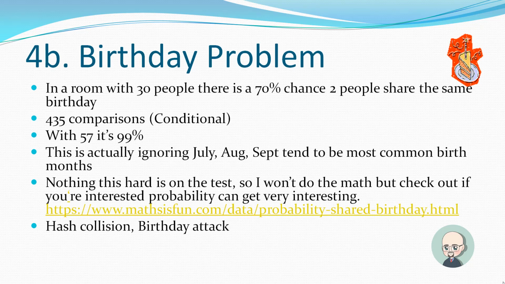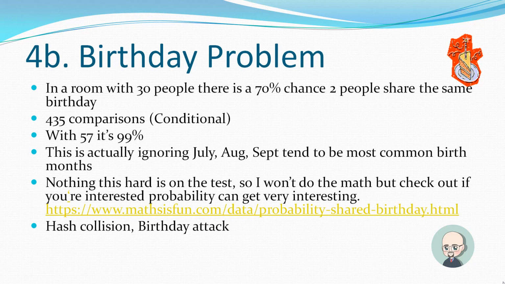In a room with 30 people, there is a 70% chance two people share the same birthday. I want you to think about that a sec. That's kind of crazy. Try that out next time you're in a room with a couple people. See if anyone has the same birthday. 70% chance. You could figure that out using probability. There's 435 conditional comparisons. With 57 people, there's a 99% chance two people share the same birthday.